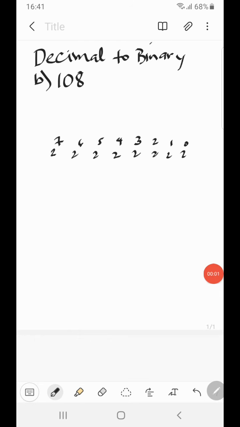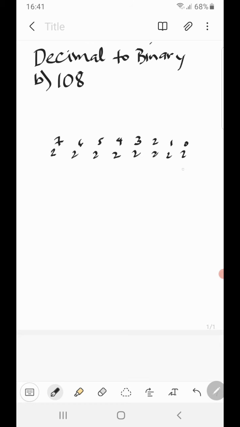Hi, this will be part 2 or letter B, another way of converting decimal to binary. So suppose we're given the number 108 and we are going to refer to our table, 2 to the 0 until 2 to the 7. Now, that's the thing you have to memorize, the equivalent of the following.